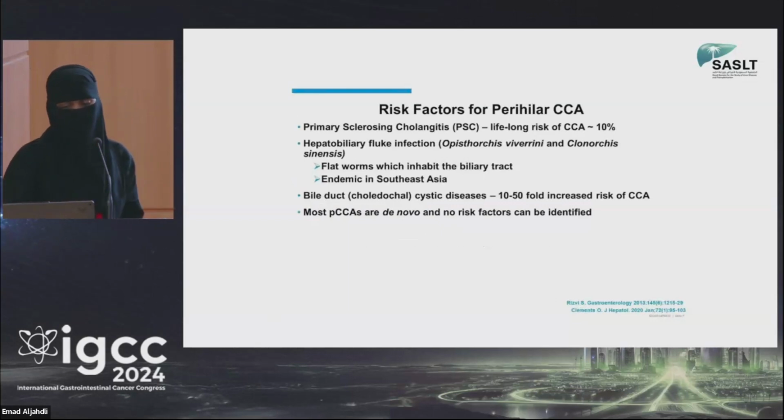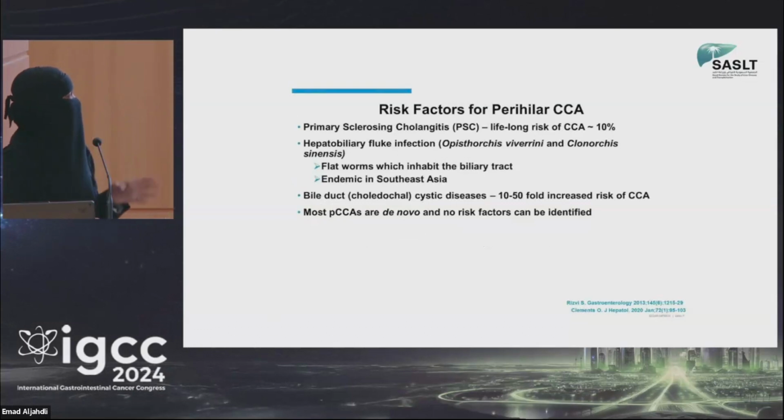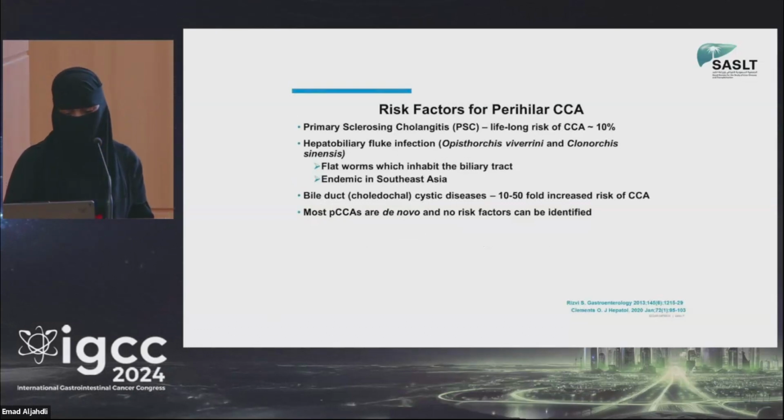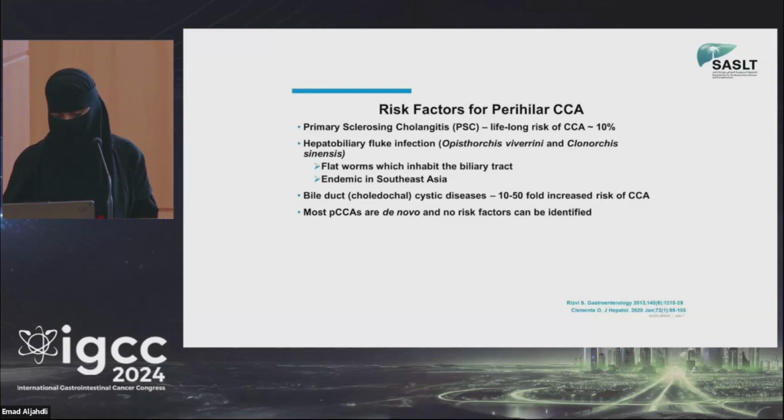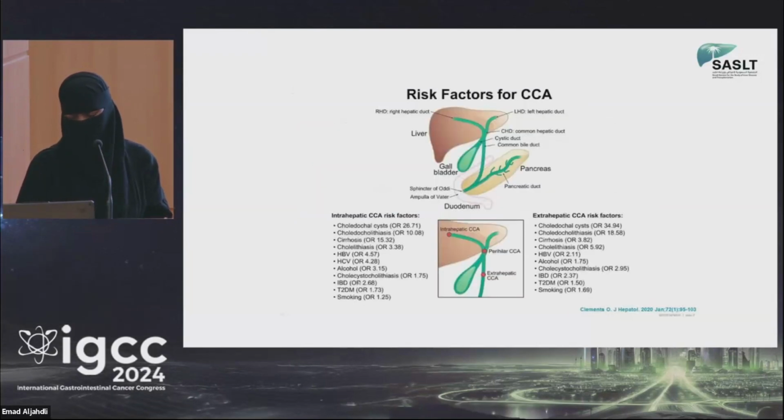The risk factors for cholangiocarcinoma are mainly primary sclerosing cholangitis, which is the topic for the day, and about 10% of patients with PSC are likely to have cholangiocarcinoma. Another is hepatobiliary flukes like Clonorchis, which are flatworms that infect the biliary system. Those flukes are common in Southeastern Asia, and this might explain the higher rate of cholangiocarcinoma in that part of the world. And bile duct cholelithiasis as well. I'll come to another slide about risk factors.